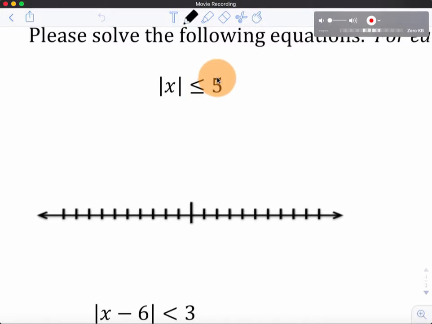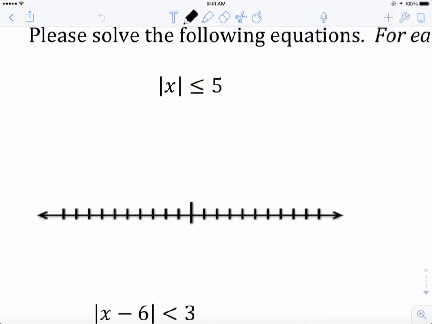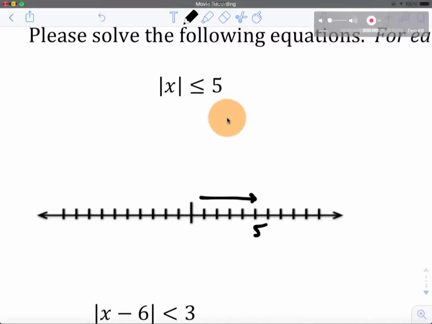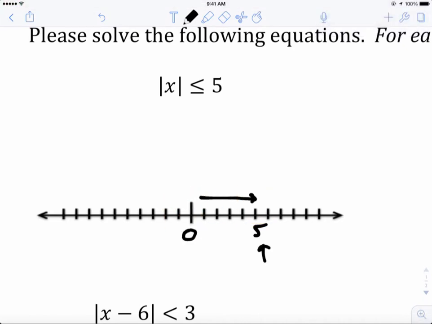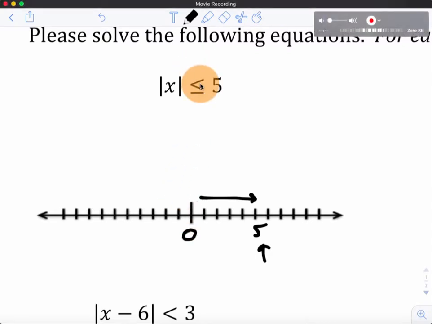Well, if we move 5 units to the right on the number line, all the way to the number 5, the absolute value of 5 is 5. Its distance from 0 on the number line is 5. That's as big a number as we can get and still make this inequality true.